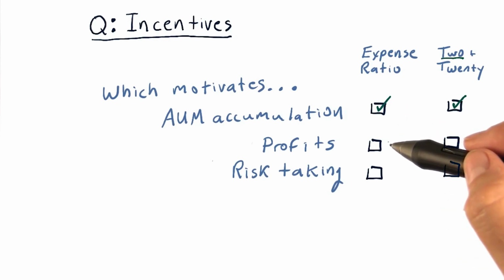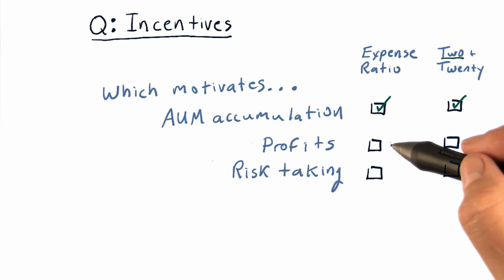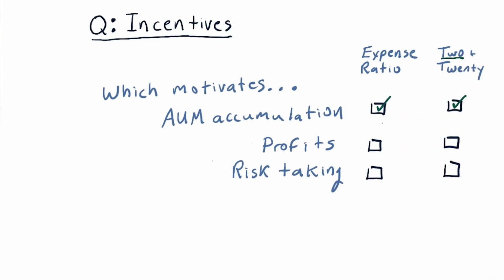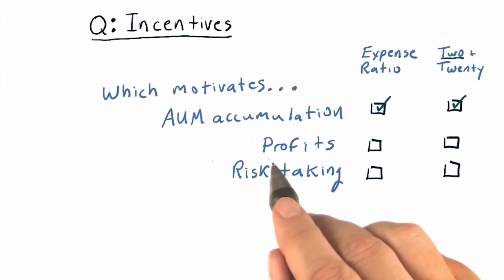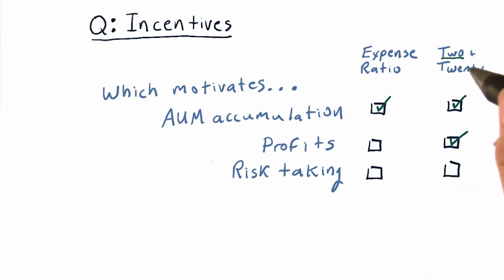Profits are different. ETFs and mutual fund managers are not compensated for making profit, especially when you consider, say, ETFs, exchange-traded funds. They're just supposed to track a particular asset or index, and they should be good at that. It's not up to them whether that index goes up or down. So 2 and 20 is the structure that most compensates for profit because it has this 20 component that is indeed part of that profit.